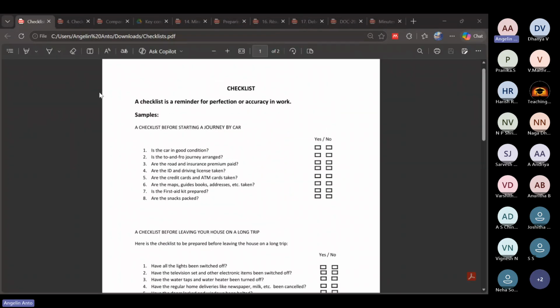Next, we have checklists. Before that, let's look at letter to editor, because I'm going in order.